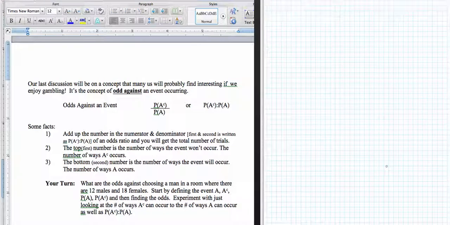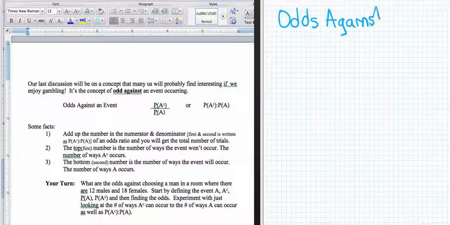So, what are the odds against choosing a man in a room where there are 12 males and 18 females? So, we want odds against a male. So, I need the probability of a male and the probability of a not male, right? Those are the things that I am interested in.